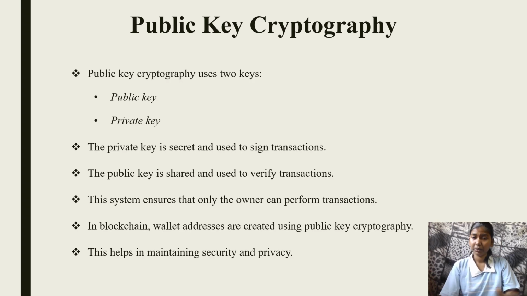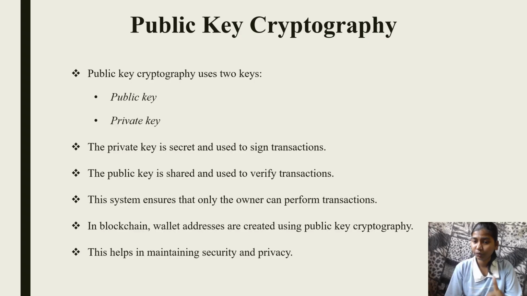So the third one is public key cryptography. Public key cryptography is also called asymmetric key cryptography. It uses two keys, that is a public key and a private key, for encryption and decryption. The private key is a secret key used to sign the transaction, and the public key is shared and used to verify the transaction. So this system ensures that only the owner can perform the transaction.